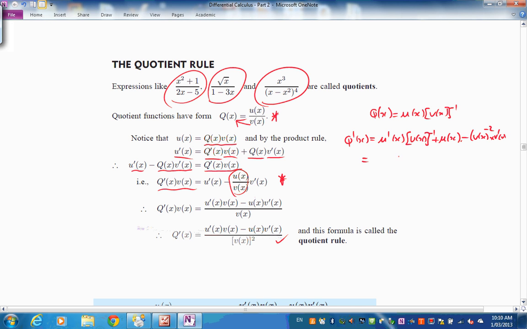So here then, what have we got? We've got u dashed x over v of x, and here it's going to be a take u of x over v of x, so neg 2, times, we've got it here, v dashed x, and then getting them over a common denominator, v of x all squared. This has to be multiplied by another v of x to get it over that denominator, so we've got that. Okay, so that's another way.